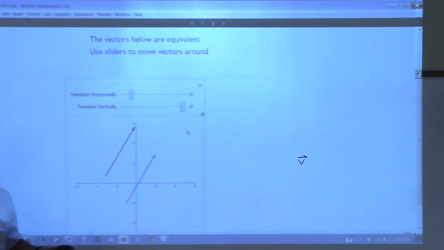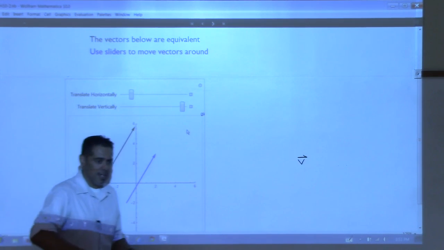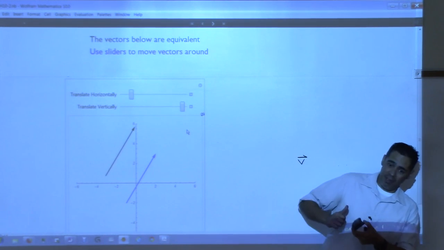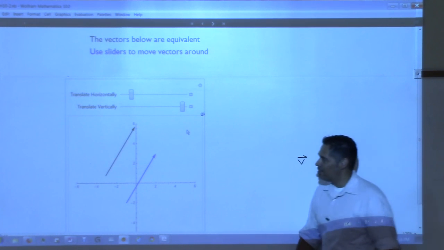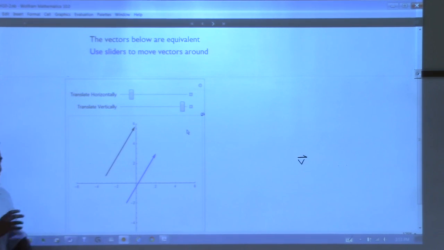All that matters is that the length stays the same and the direction you're pointing in stays the same. And this is very helpful when we're talking about forces, because you may be applying a force to an object, moving it through space, but your force is always the same and pointing in the same direction, like dragging a body or something, right? So the vector can move around in the space without changing what it is. So these vectors are equivalent.